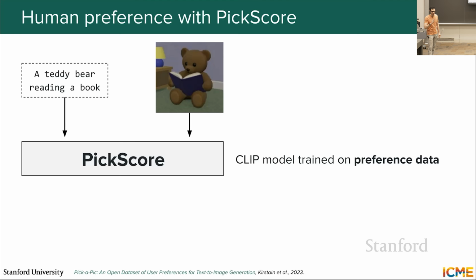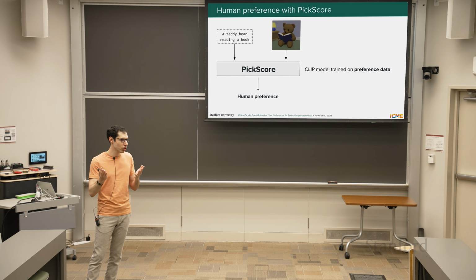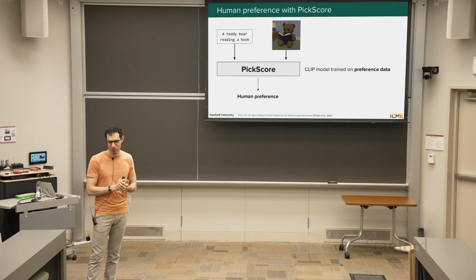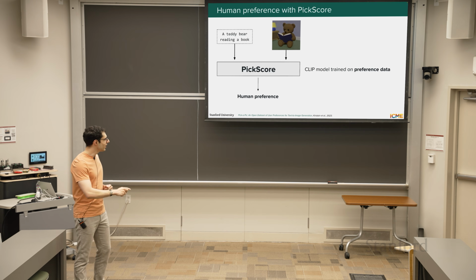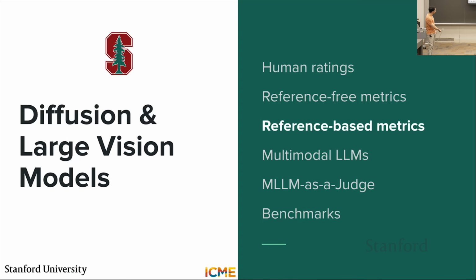So this is the PickScore. What they did was they took a CLIP model and trained it on preference data, where you had image and text, and the label was the preference. And here you can get a PickScore, which is a holistic score that combines both the aesthetics and the prompt adherence along with some other things to tell you about the overall satisfaction of the human with respect to the generated output. So this is the last metric I wanted to talk to you about.